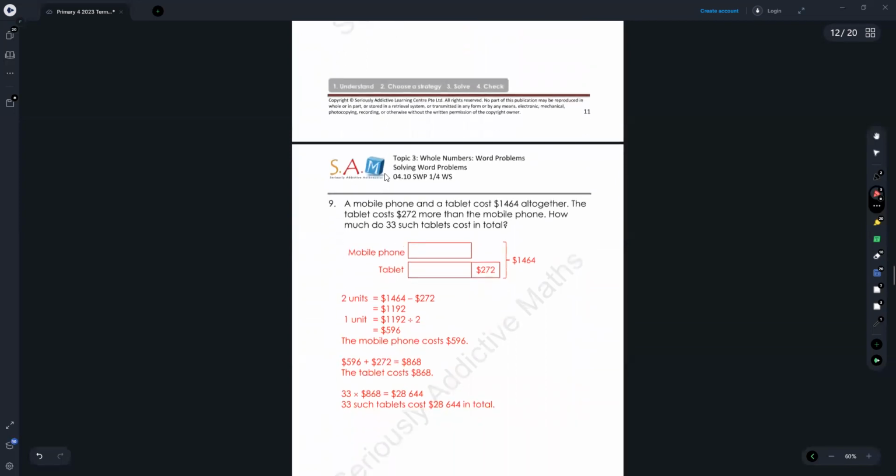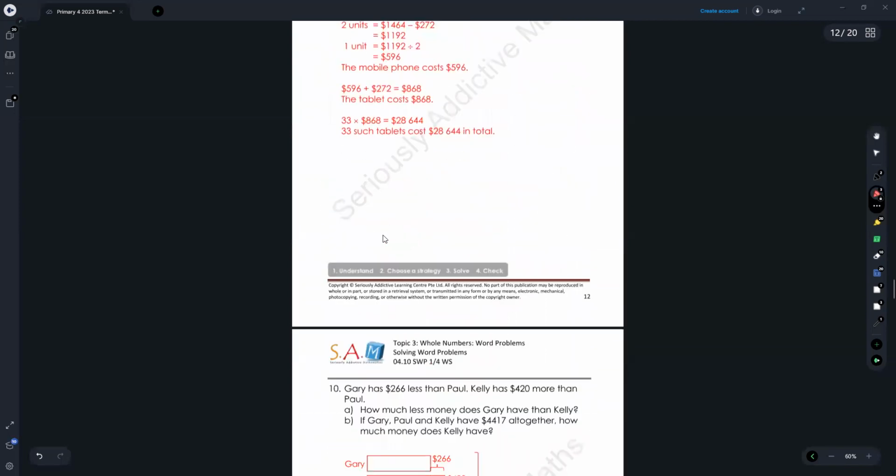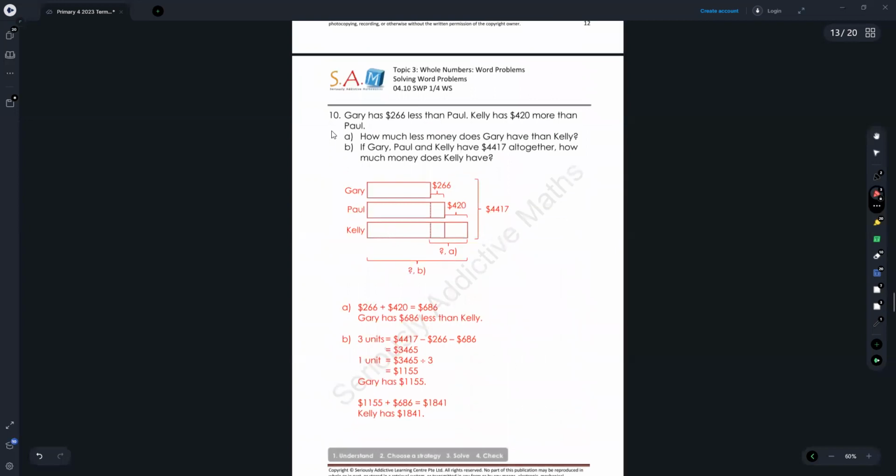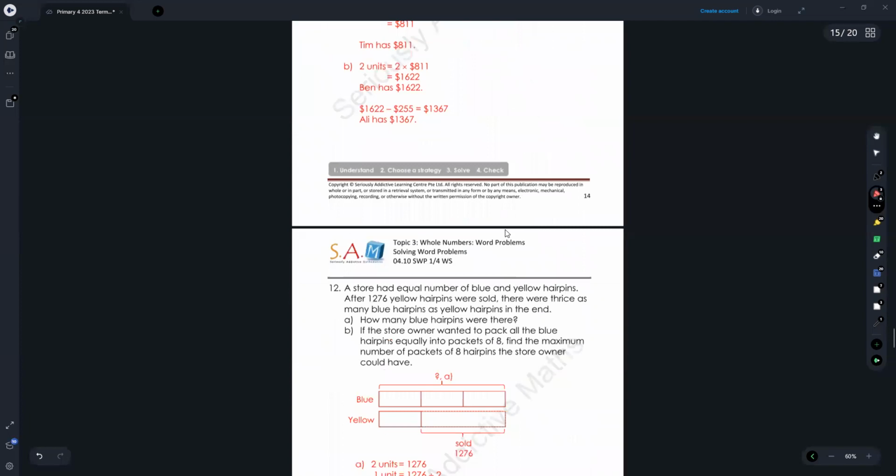Yeah, get them to try this one as well. Okay. And then number 10 may be a challenge. So you might want to do number 10 with them. As long as they draw the bar models, sentence by sentence, it's actually quite easy to do. Gary has $266 less than Paul, so you draw a longer Paul and a shorter Gary, and where the 266 is. Then Kelly has $420 more than Paul, then you draw a longer bar than Paul, then where the 420 is. All right, so use this method.